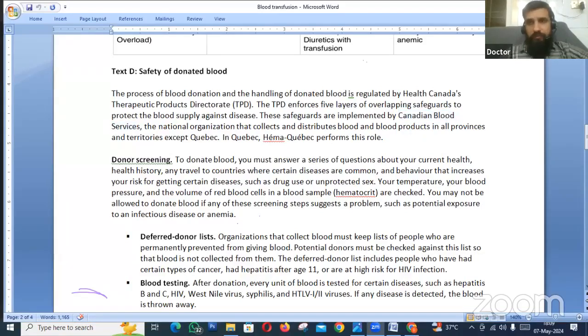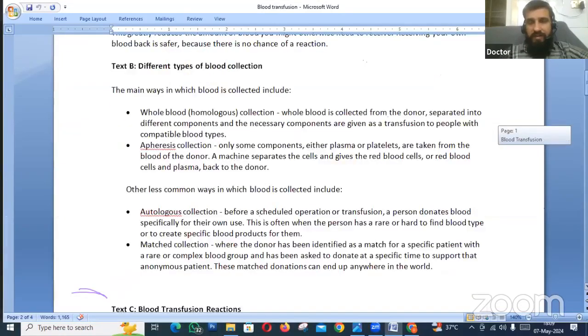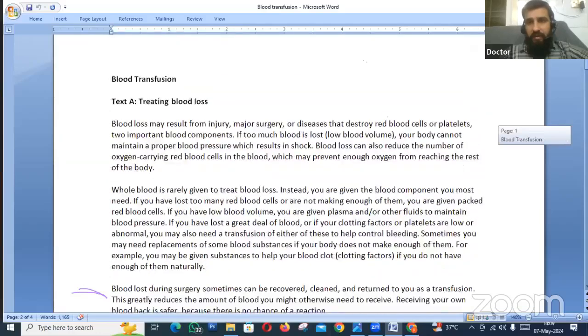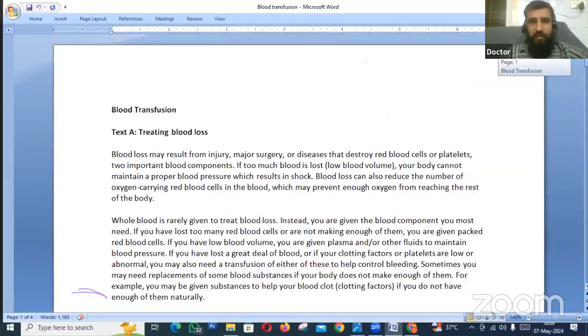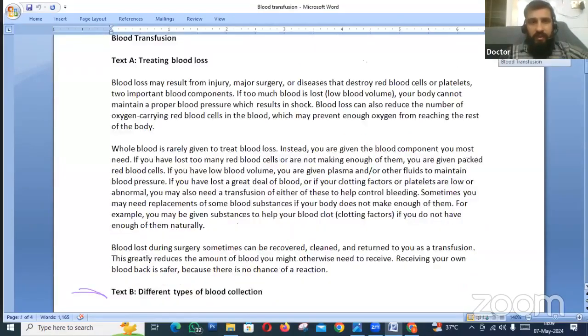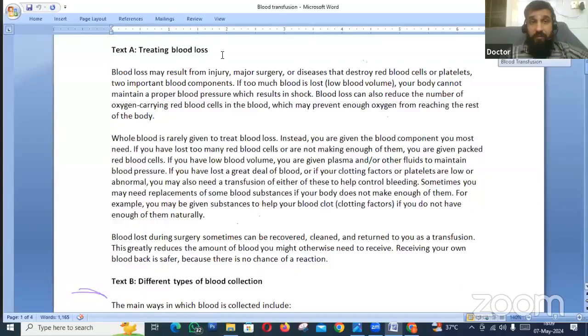So now just a quick overview of the text, and then we will start from the question where we ended yesterday's class. Okay. This complete text is about blood transfusion. In reading text A, you are talking about treating blood loss. Blood loss may result from this, that, anything, okay?